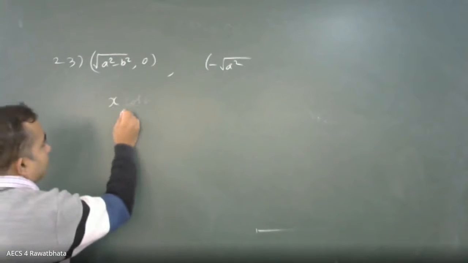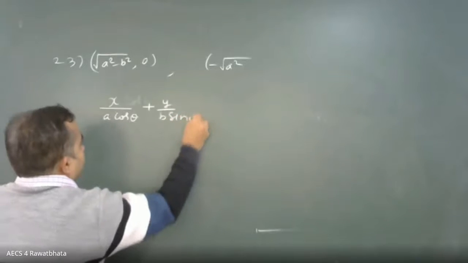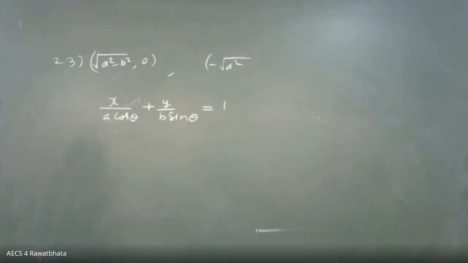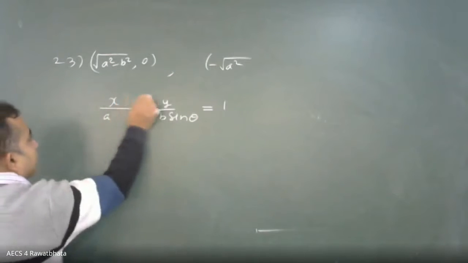Can you repeat the line? x upon a cos theta plus y upon b sin theta equals to 1 is b square. Sir, it is multiplied to the root, x upon a into cos theta. Okay. So multiply में है. Okay.